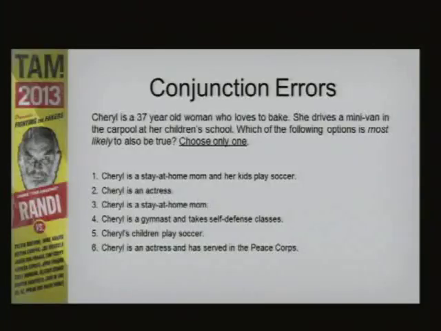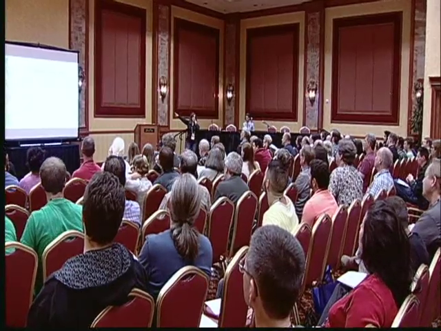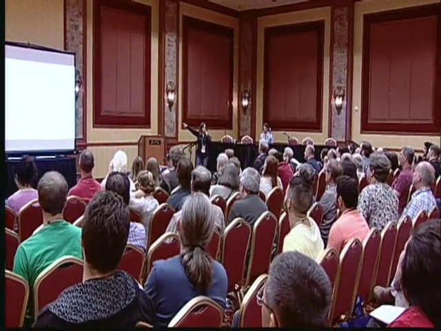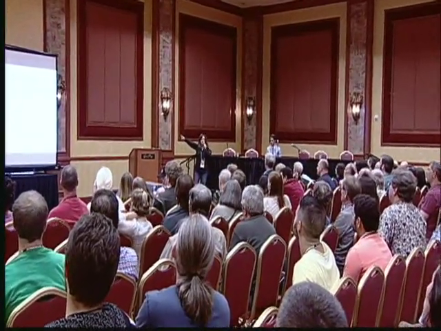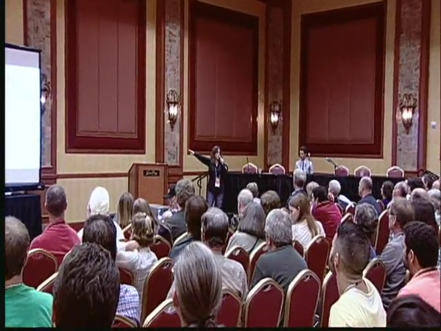In this case, what I was interested in is, how many of you chose the stay-at-home mom and her kids play soccer? No? Well, yeah, you guys didn't violate the conjunction rule a lot. The kids play soccer and stay-at-home mom are both options, and they're all representative. And yet when I did this with undergraduates, a lot of them chose one. The majority of them chose one.